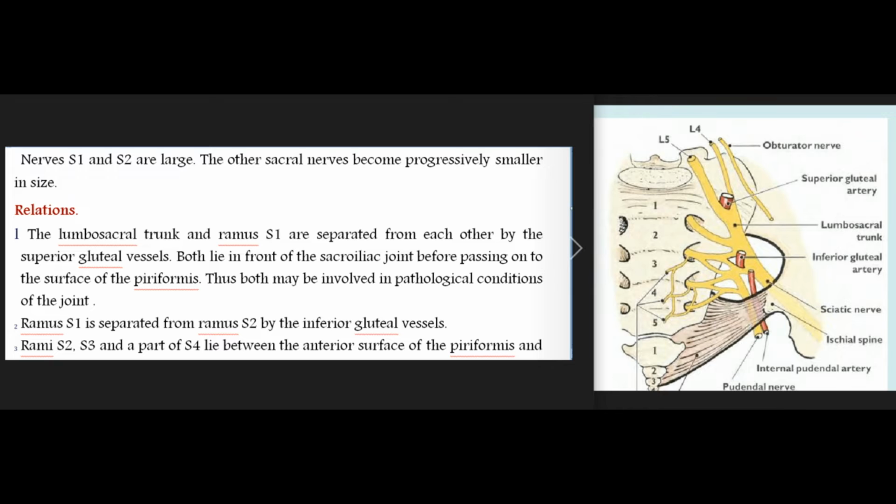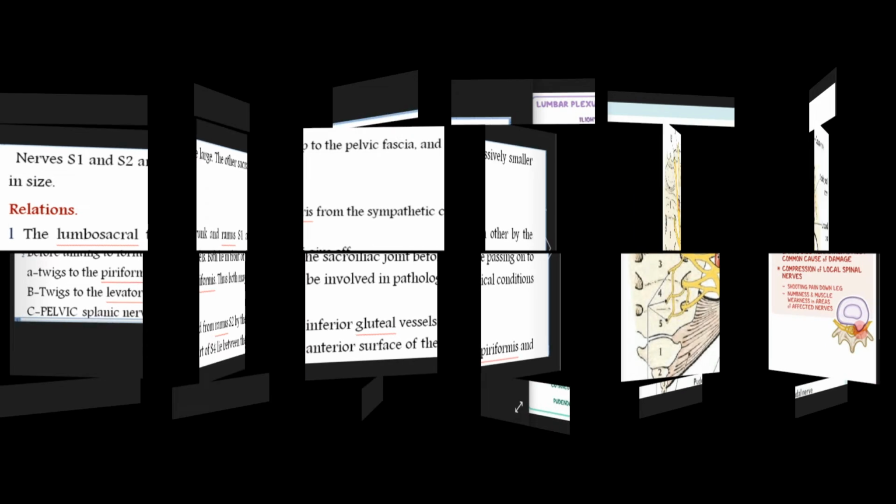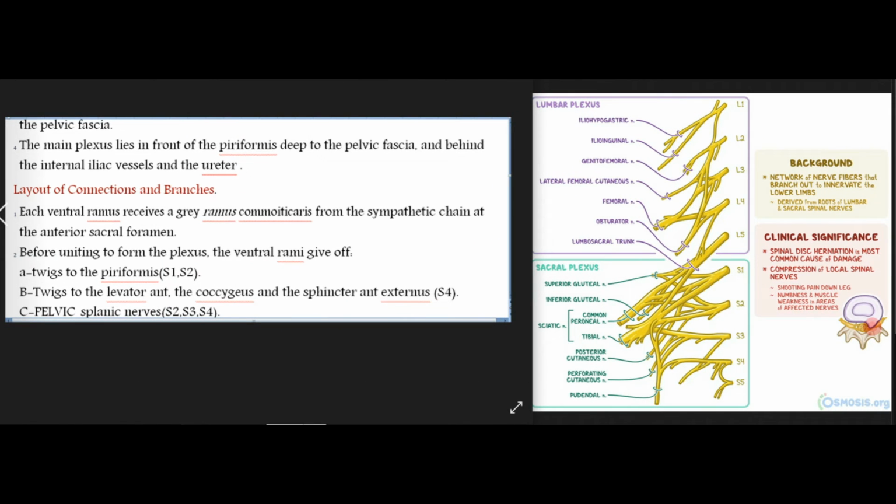2. Ramus S1 is separated from ramus S2 by the inferior gluteal vessels. 3. Rami S2, S3, and a part of S4 lie between the anterior surface of the piriformis and the pelvic fascia. 4. The main plexus lies in front of the piriformis deep to the pelvic fascia, and behind the internal iliac vessels and the ureter.